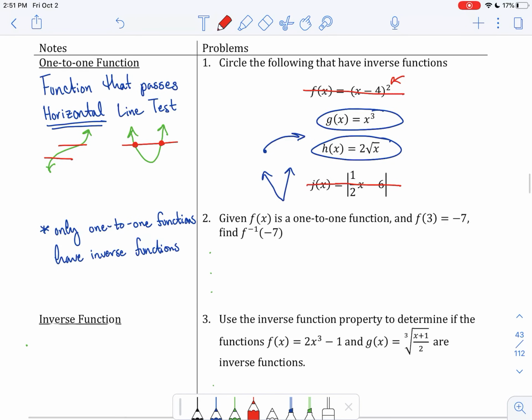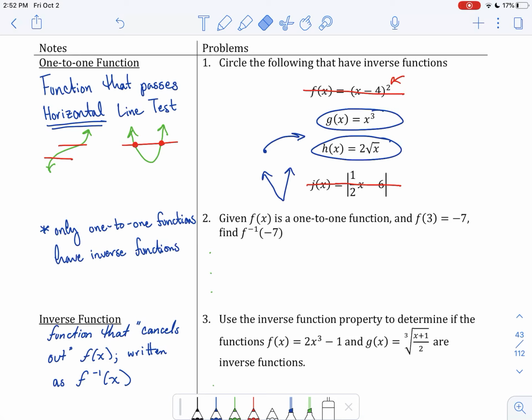Now, inverse functions. We have here, given f is a one-to-one function, so it's going to have an inverse function, and f of 3 is equal to negative 7, find f inverse of negative 7. So let's just review that notation. An inverse function here is a function that cancels out f, and it would be written as f inverse, which looks like an exponent, but it's not. Okay, so we've got this. Now you might say, this feels like a lot of weirdly connected information. Well, let's dissect it a little bit.